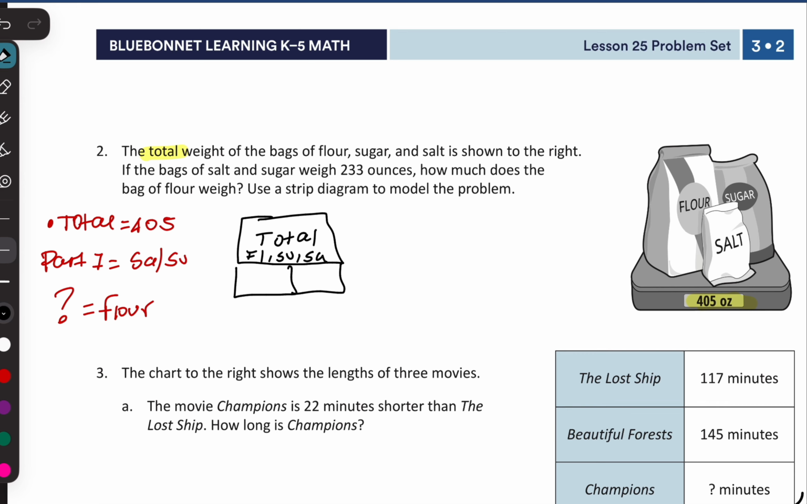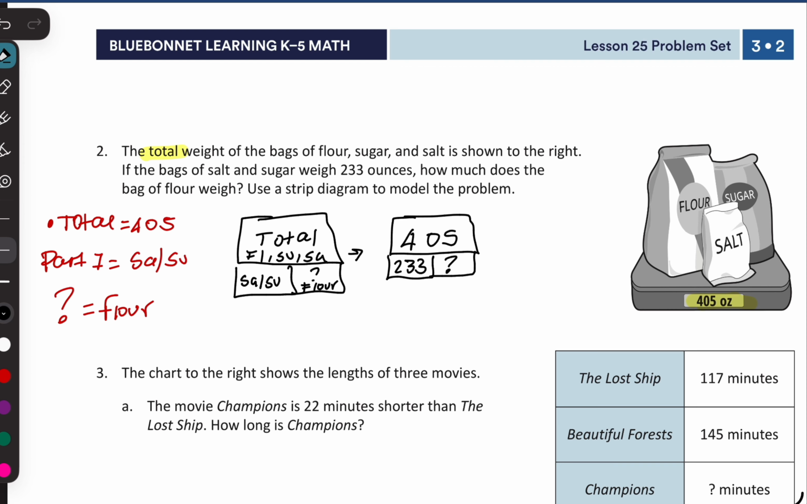But the question in part one is telling me, well, the sugar and the salt weigh 233 ounces, but we're looking for the flour. Now I can resort to making my numbered strip diagram, and I'm going to do the same thing, but this time I'm going to use numbers. So I know that my total is 405, and I know that part one here is 233 ounces, okay? And I'm looking for the flour.